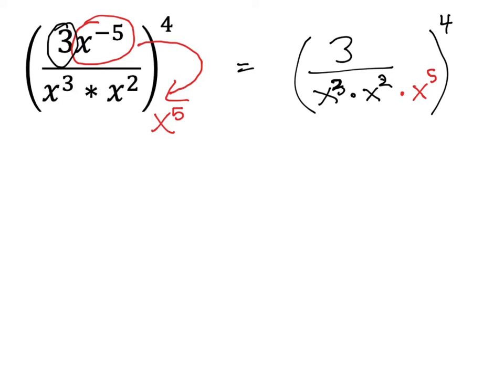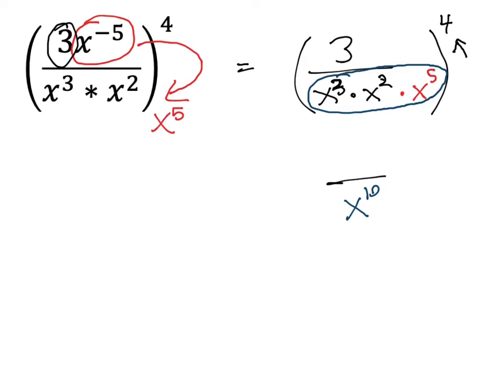After that step, there are a couple different directions we could go in. We could distribute the exponent 4 that's outside of the parentheses to the top and the bottom, or we could first simplify what's inside of the parentheses and then deal with that exponent. Let's simplify the inside of the parentheses first. In the denominator, we're multiplying all of these common bases together, which means we should add the exponents, and 3 plus 2 plus 5 gives us 10.